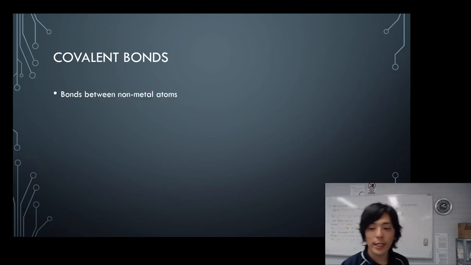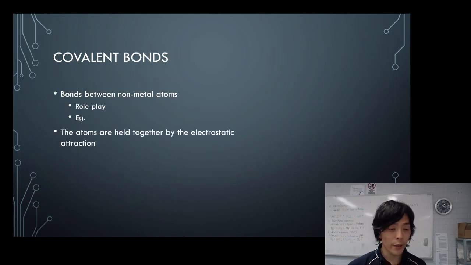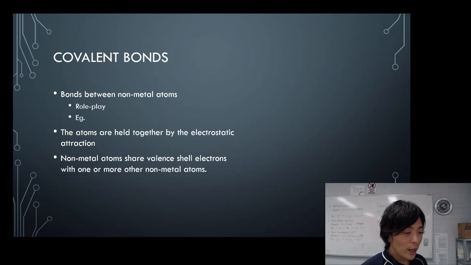So covalent bonds, as has been introduced before, are bonding between non-metal atoms. We'll do role play in class and look at a few more examples. There is a list of covalent molecules that you must memorize. If you don't know those compounds, it's pretty embarrassing. It's almost like general knowledge.